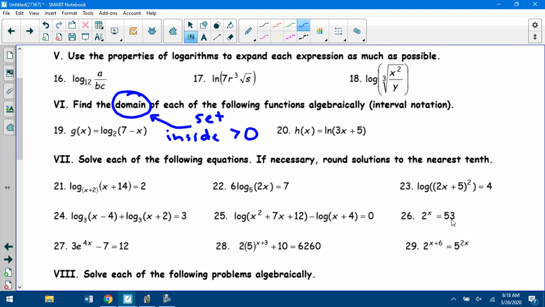All right, log equations, again, we just kind of went over those. Just so you know, 29, solve that graphically. The other ones should all be algebraically.